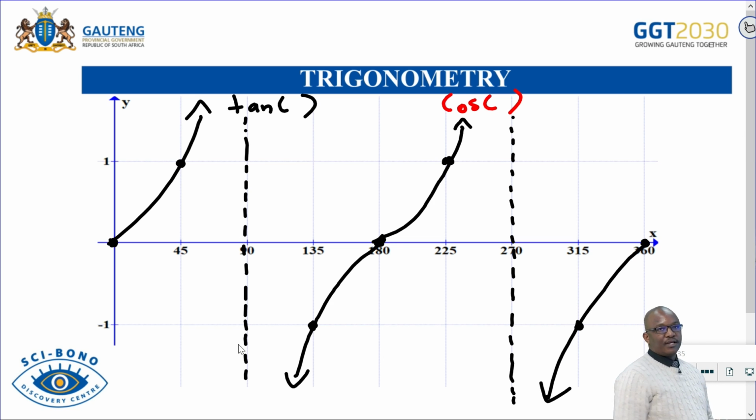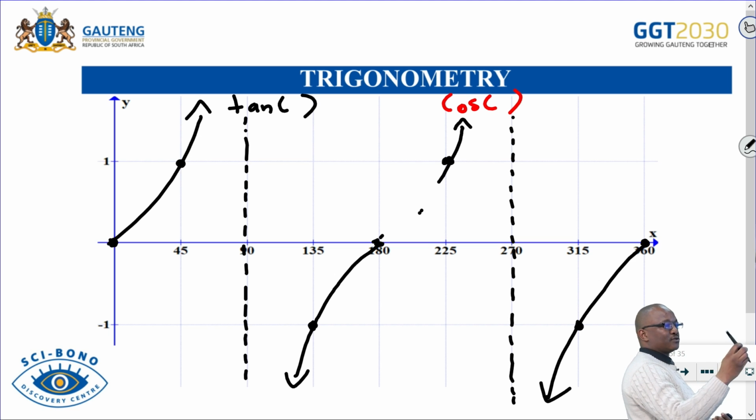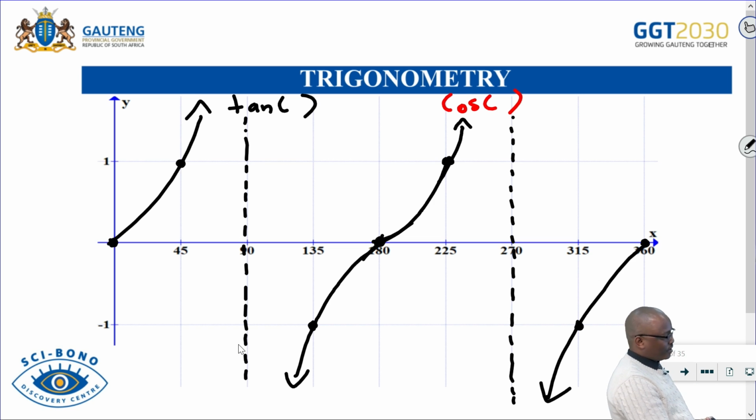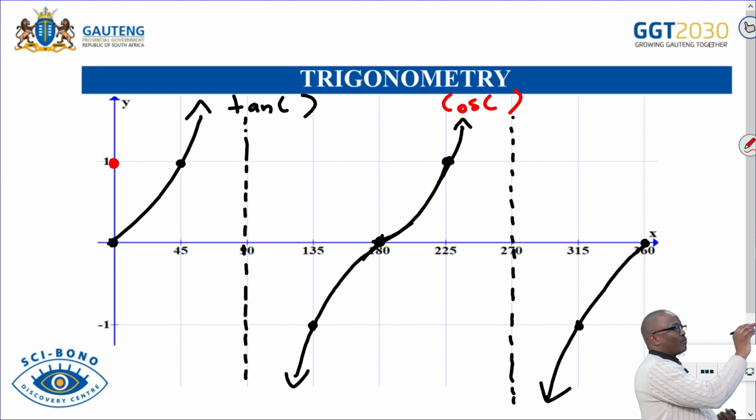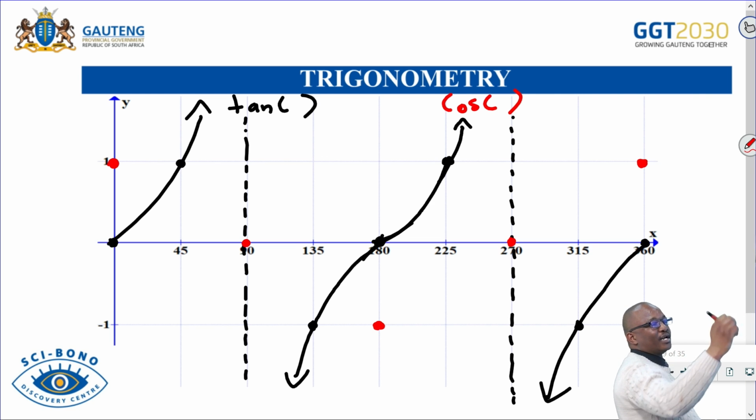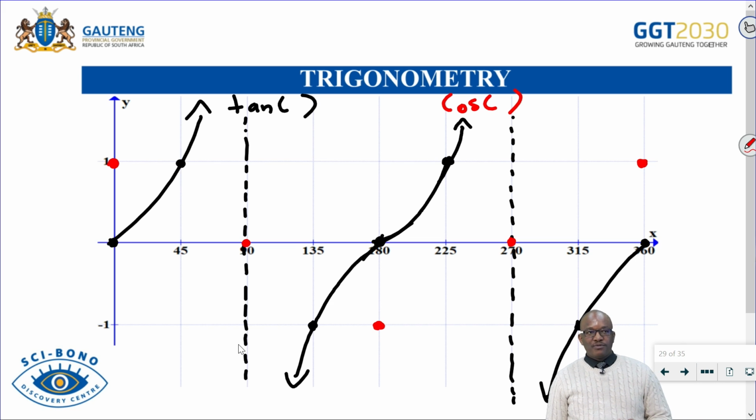That's basically what we'll have as the graph for tan. Yes, that's what you'll have basically for the graph of tan. So, for the graph of cos, you will have 1, 0. No. You will have 1, 0, negative 1, 0, and 1. That's what you will basically have there.